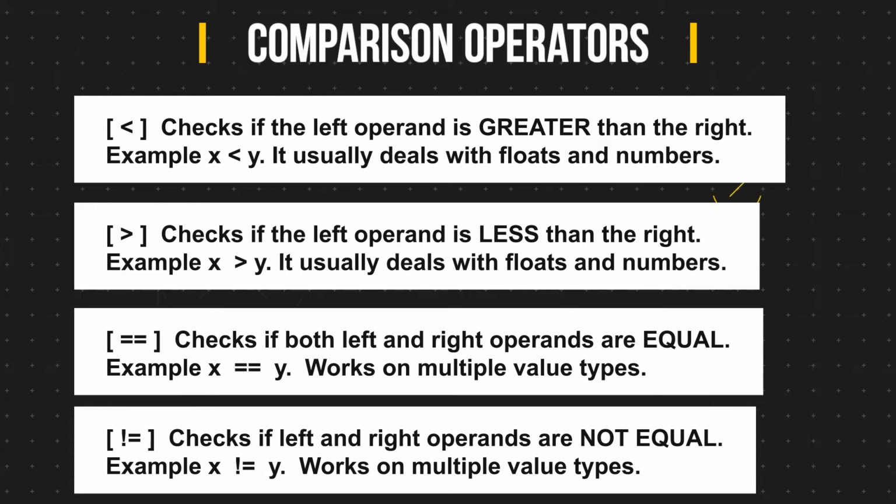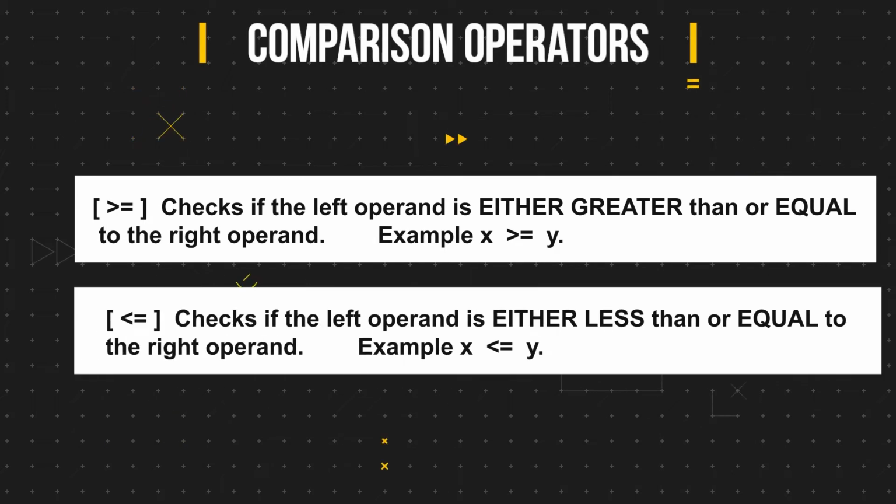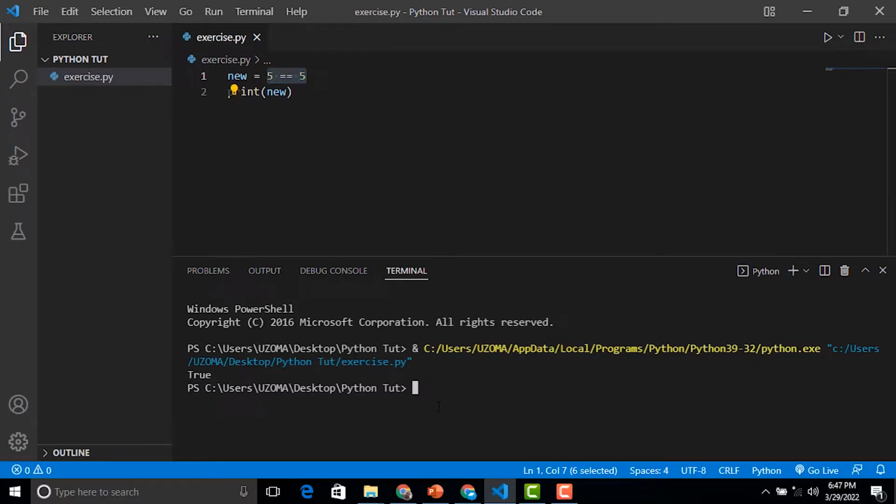The not equals to will return true if the operands are not equal. Greater than or equals to will return true if the left operand is greater than or equal to the right. Less than or equals to will return true if the left operand is less than or equal to the right. So let's go to our VS Code right now. So we'll continue from where we stopped.